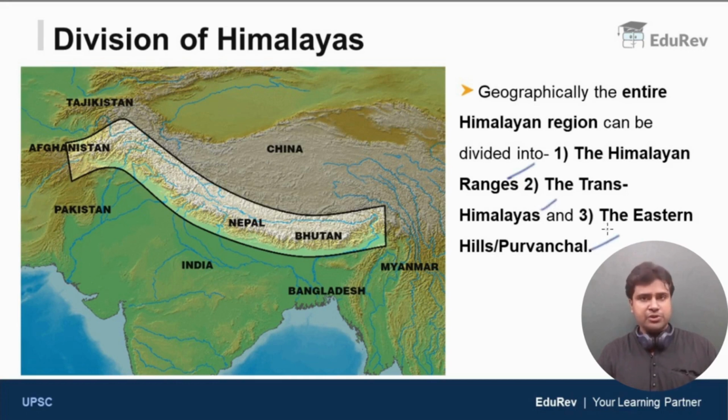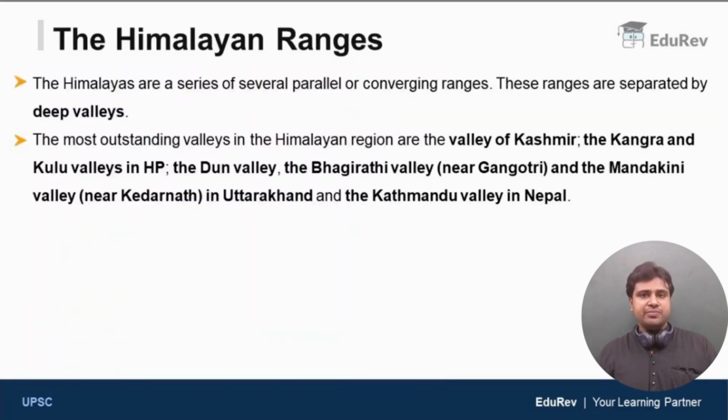So I hope there is no confusion here. The entire Himalayan region, which is highlighted in the map, we are dividing into three distinct geographic regions. The first one is the Himalayan Ranges, second the Trans-Himalayas, and third the Eastern Hills. Now let us start our discussion with the first one, the Himalayan Ranges.